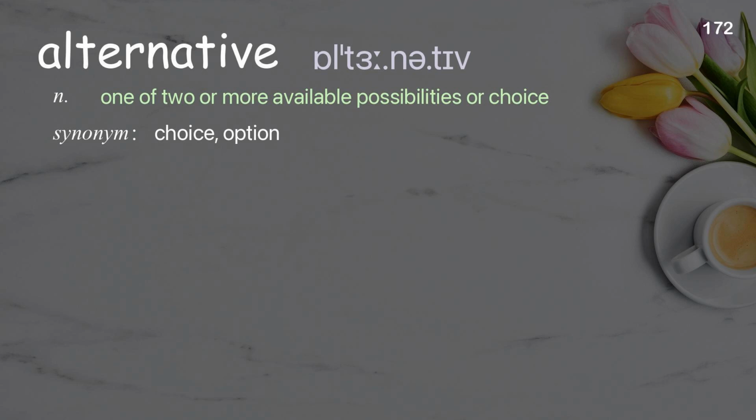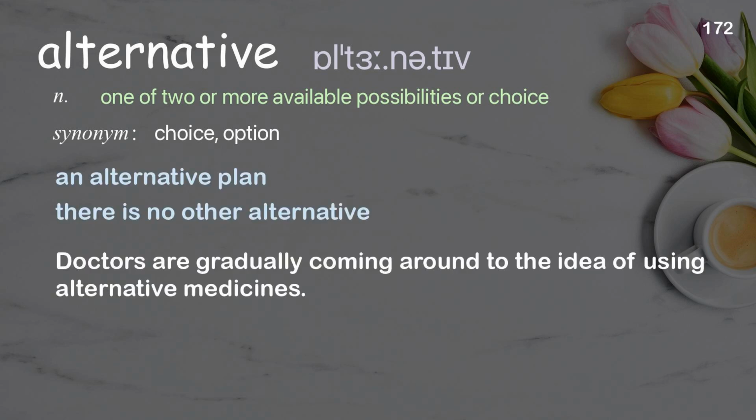Alternative: One of two or more available possibilities or choices. Examples: An alternative plan. There is no other alternative. Doctors are gradually coming around to the idea of using alternative medicines.